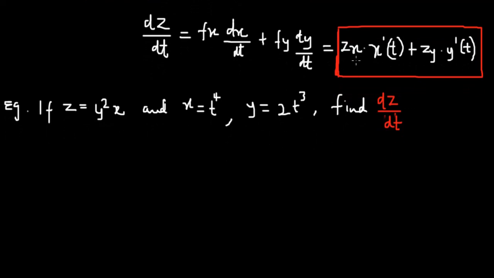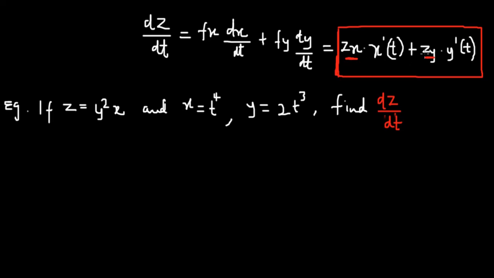This is what I want you to know. zx means that we are differentiating z with respect to x. That's why initially I said to ignore this portion and keep this expression in mind. zx means we are differentiating z with respect to x, and then you multiply that by x prime of t. x prime of t means that you are just differentiating x with respect to t, and after that you add it to zy.